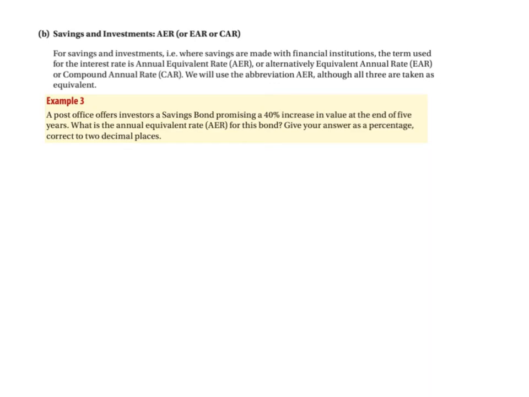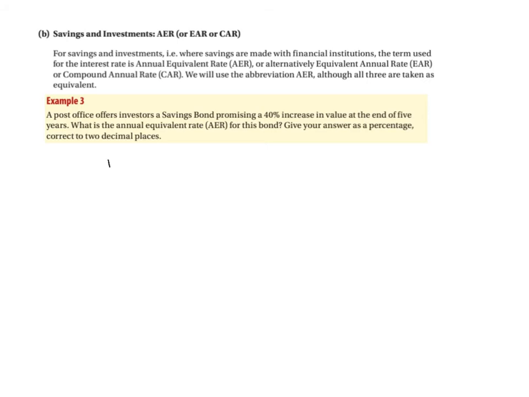So in this example, it says a post office offers investors a saving bond promising a 40% increase in value at the end of 5 years. What's the annual effective rate for this bond? Give your answer as a percentage, correct to 2 decimal places. Again, if you think about it, 40 divided by 5 would give us 8%, which means that we're expecting this to be below 8% when we calculate it. So let's have a look.